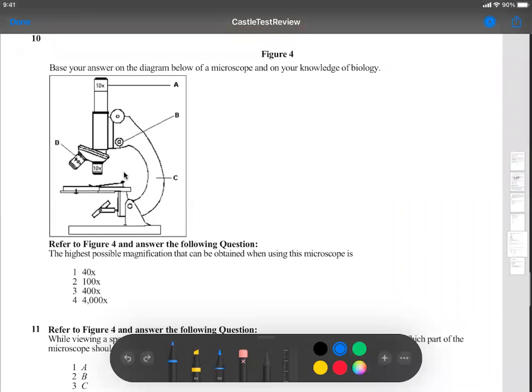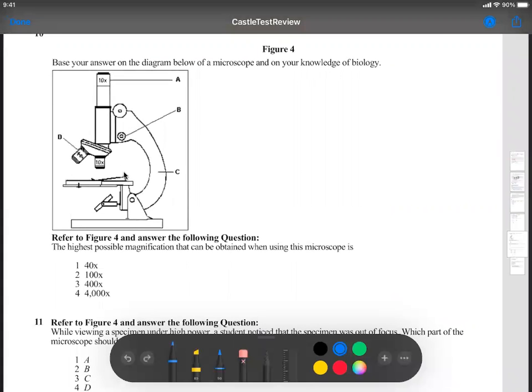This one has to do with the microscope. Now, this microscope does look a little bit different than the one we used, but you should have been able to use some context clues. Base your answer on the diagram below of a microscope and on your knowledge of biology. The highest possible magnification that can be obtained when using this microscope is 1, 40x, 2, 100x, 3, 400x, or 4, 4000x. Show me what you got in 3, 2, and 1. All right, Ariana, have I called on you yet today? I don't think I have. I have? All right, let me hear from Samaya, go for it.